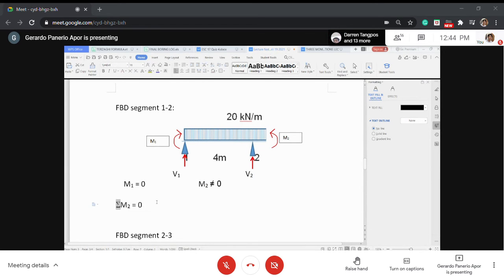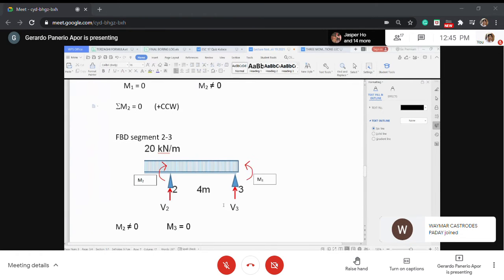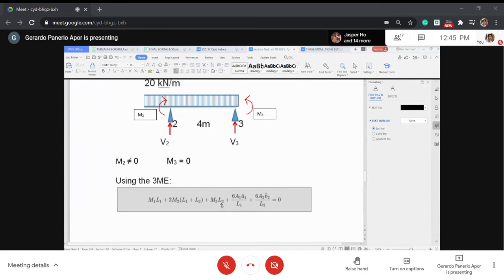If you sum up moment at 2, now we will make a sign convention: positive counterclockwise. So this will be our pivot point.